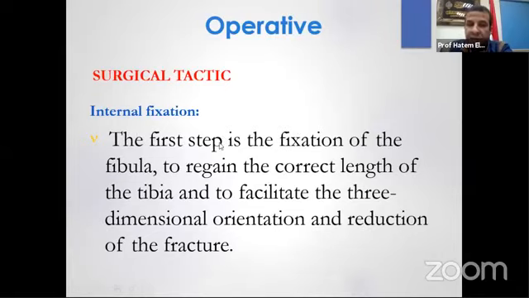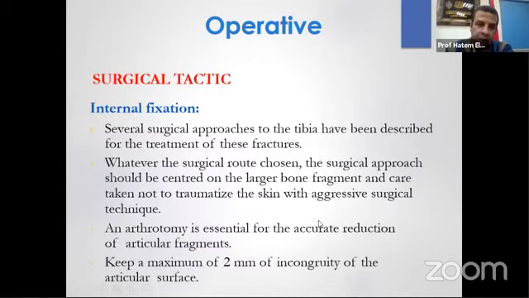In internal fixation, as we said, the first step is the fixation of the fibula to regain the correct length of the tibia and to facilitate the three-dimensional orientation and the reduction of the fracture. Several surgical approaches to the tibia have been described for the treatment of these fractures. Whatever the surgical route chosen, the approach should be centered on the large bone fragment, taking care not to traumatize the skin with aggressive surgical technique.